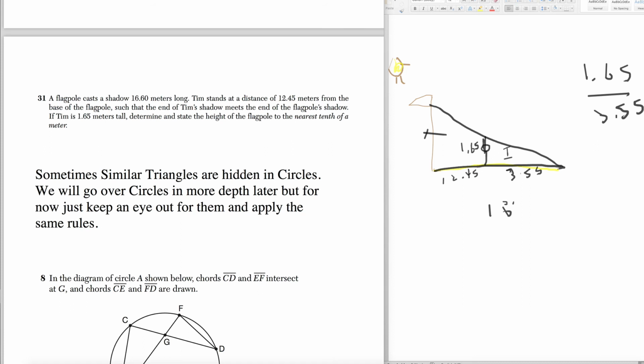Gotcha. It's hard that he's in there. I was putting him on the left side, and I was like, this is not a triangle. Yeah, it's hard. Okay, I see that now.